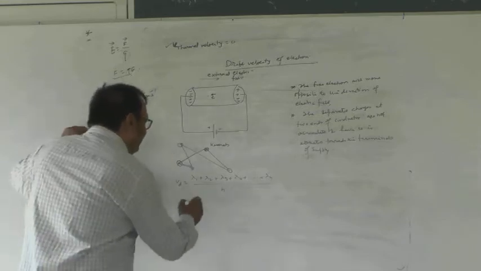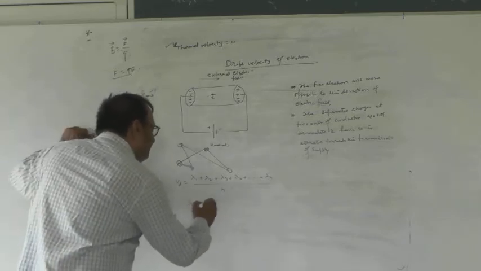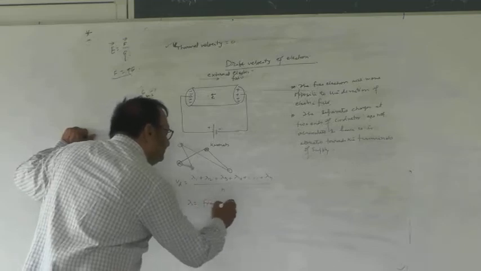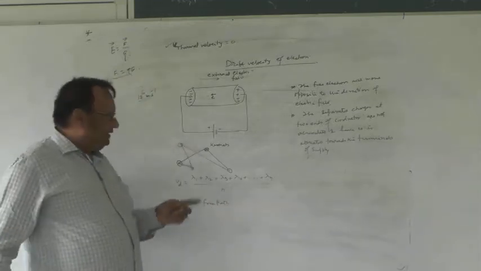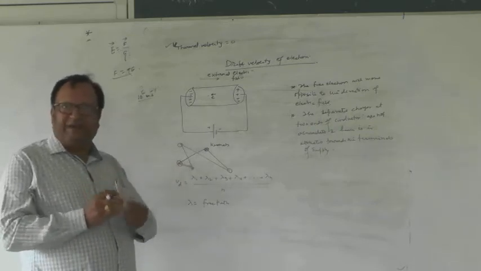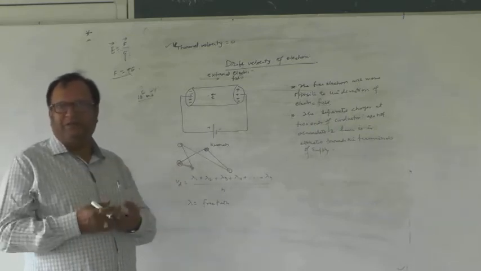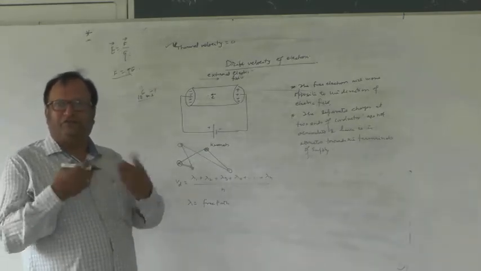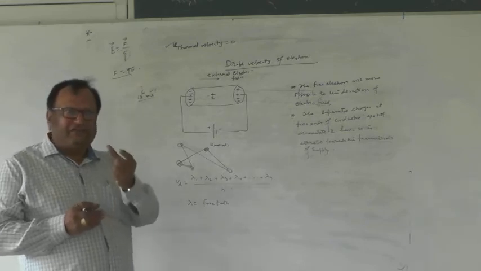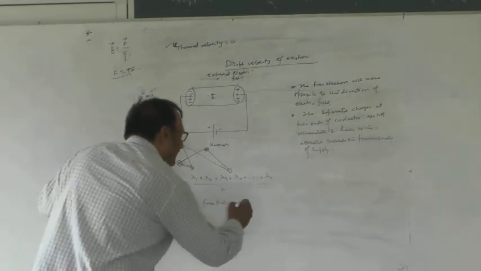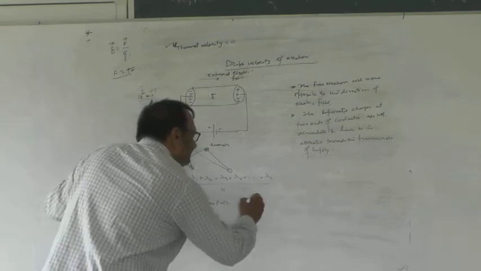So, I am telling you, lambda denotes the free path. What is the free path? Free path will be the distance traveled by the free electron between two successive collisions. In two successive collisions, the distance traveled by the free electron is known as free path.